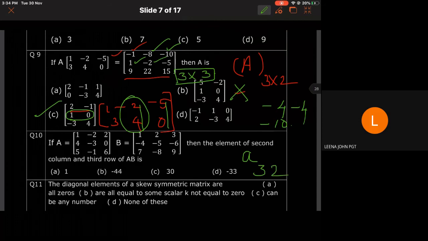To find out A32 from this product matrix AB, how will you get it? First matrix's third row you will multiply with the second column of the second matrix. So what answer you will get? It is 5 into 2, that is 10, plus minus 1 into minus 5, that is 5, plus 6 into minus 8, so minus 48. How much it is coming? It is minus 33.